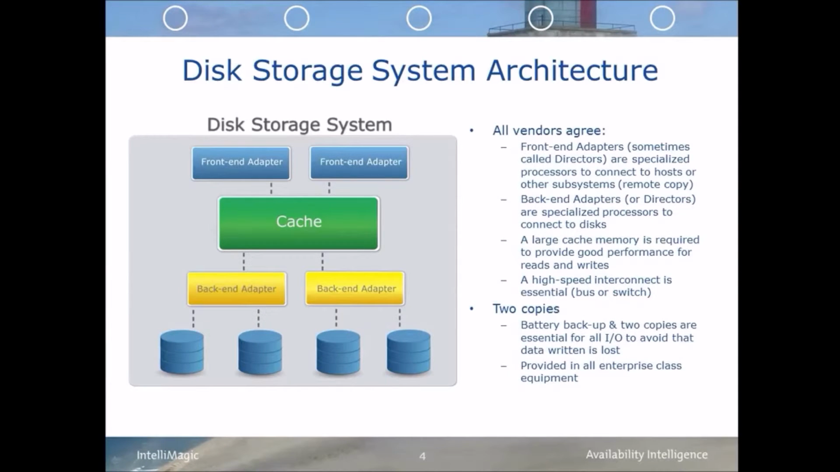If we look at modern enterprise disk storage systems, we see that all the vendors have pretty much similar architectures. They all have front-end adapters, sometimes called directors, to attach hosts or other storage systems, back-end adapters to connect to drives, either disks or SSDs, large cache memories, and a fast interconnect bus or switch to tie it all together. All the vendors keep 2 copies of modified data in memory for resilience and use RAID at the drive level to provide redundancy.